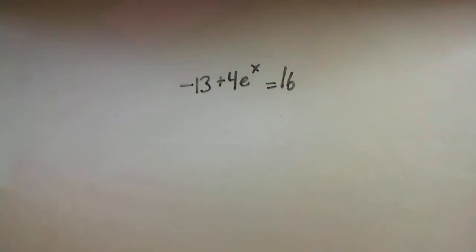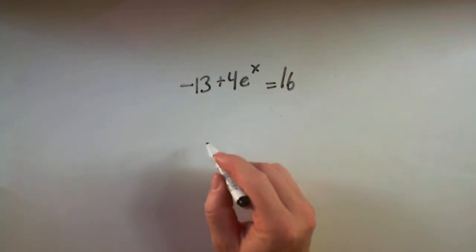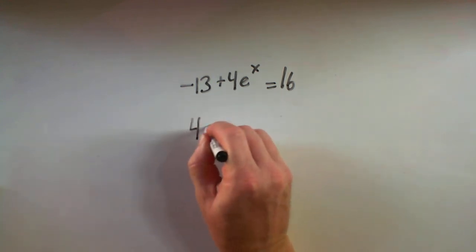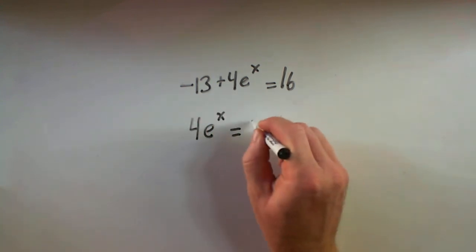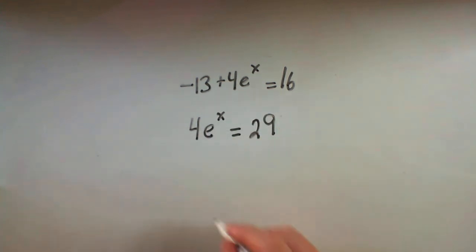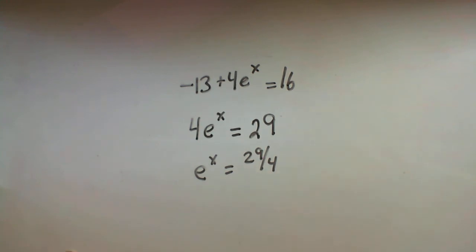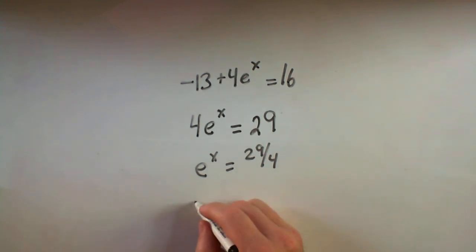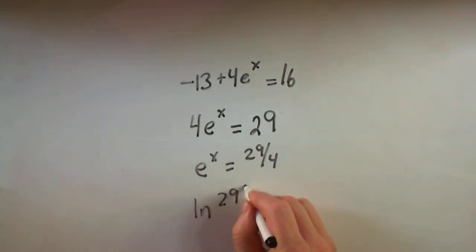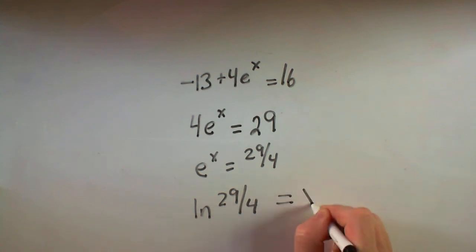Using these rules to solve, I can add 13 to both sides. 4e to the x equals 29. E to the x equals 29 over 4. And then all I have to do is change form. Natural log 29 over 4 equals x.